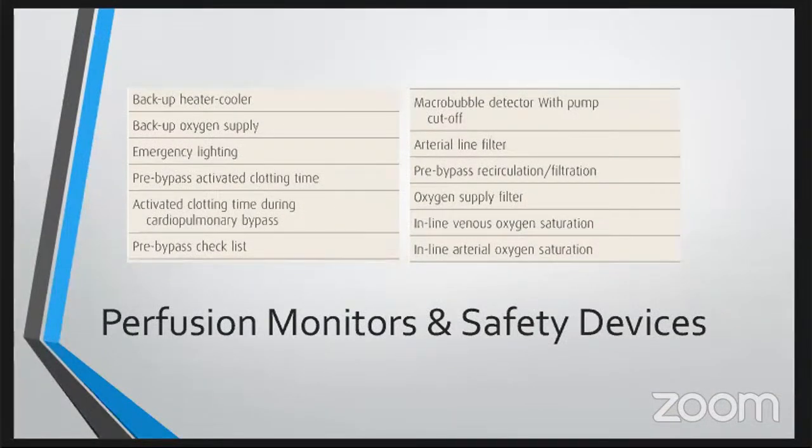For perfusion monitors and safety devices, we usually have a backup heater and cooler, a backup oxygen supply and emergency lighting, pre-bypass ACT and ACT during bypass, a pre-bypass checklist by the perfusionist, and a macro bubble detector with pump cutoff. Also the A-line filter, pre-bypass filter and oxygen supply filter, inline venous oxygen saturation and inline arterial oxygen saturation, and other parameters and safety checklist.